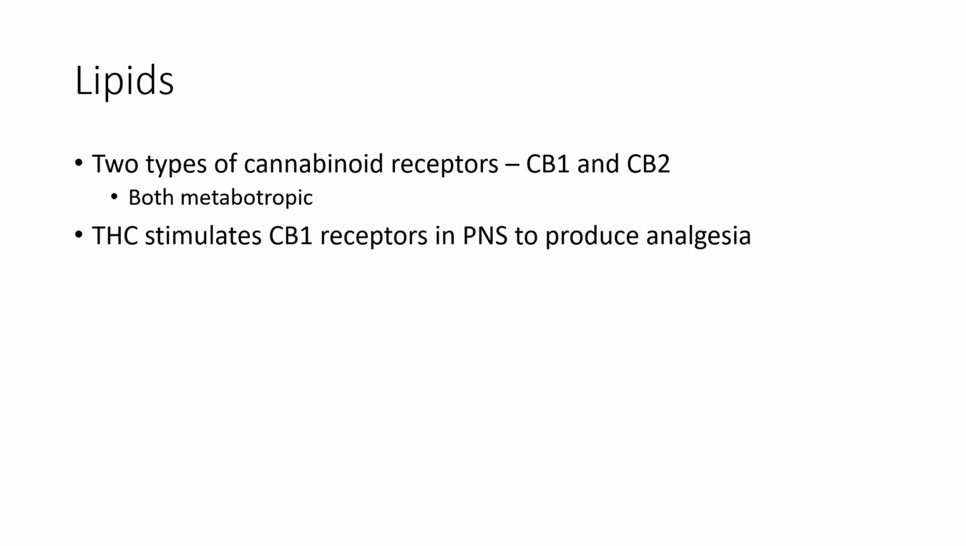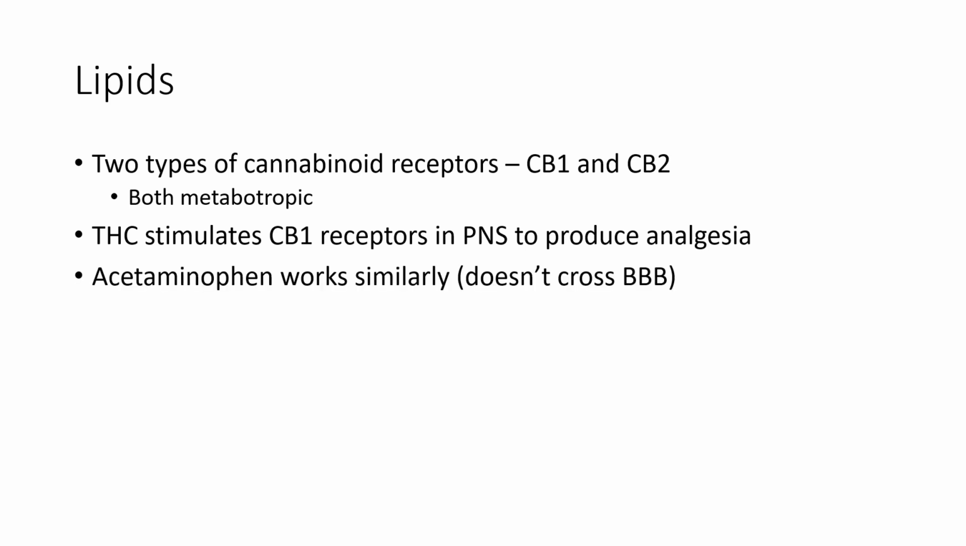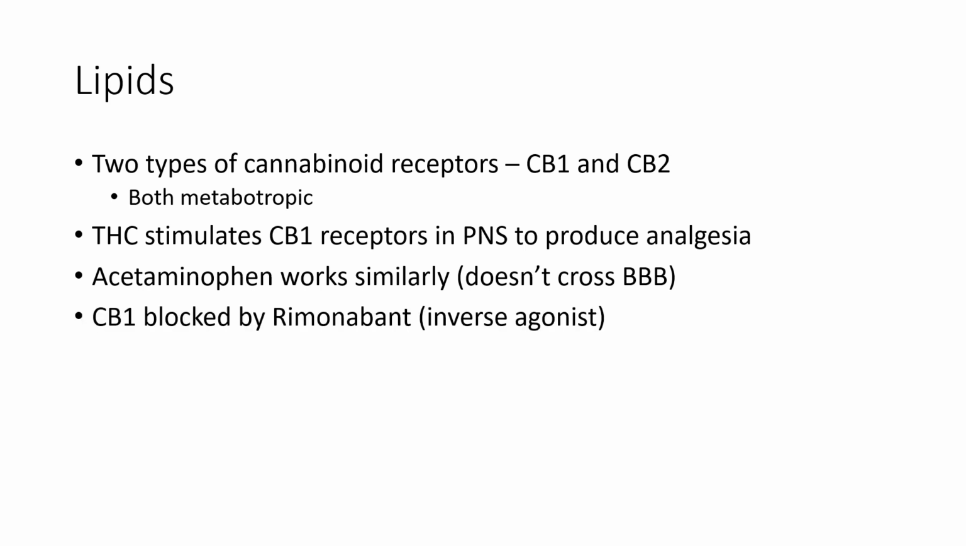THC stimulates CB1 receptors in your peripheral nervous system. So this is what is going to produce that numbness effect. Tylenol or acetaminophen works similarly in that it affects those CB1 receptors and it doesn't cross the blood-brain barrier. CB1 can be blocked by a drug called rimonabant. This is an inverse agonist. So this drug can be used as an appetite suppressant.